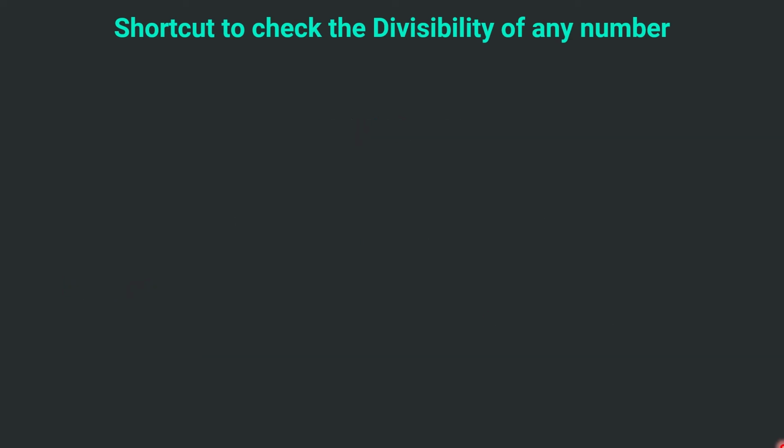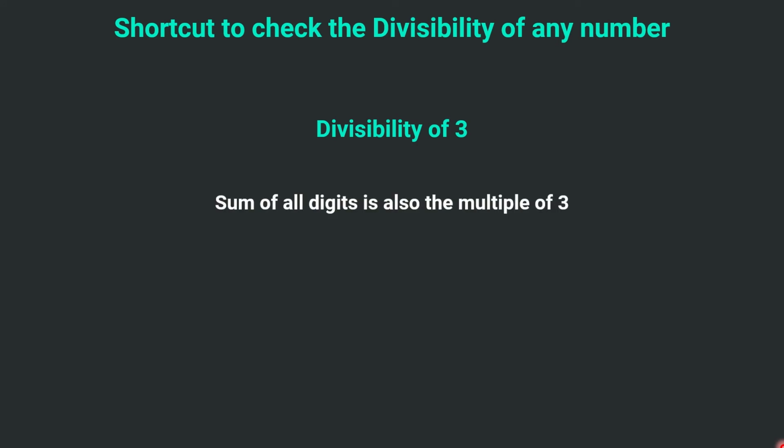So let's check the divisibility of 3. This is the interesting one. To check the divisibility of 3, all you have to do is to sum all the digits of the number. That sum should also be divisible by 3. So let's see some of the examples.